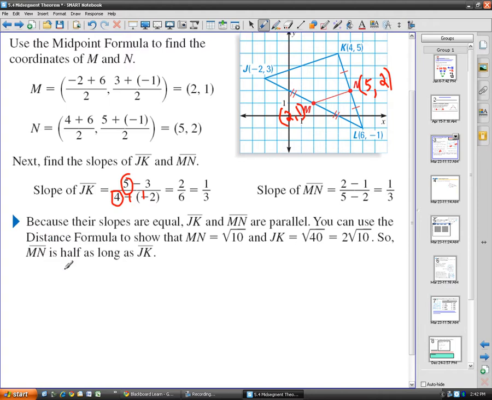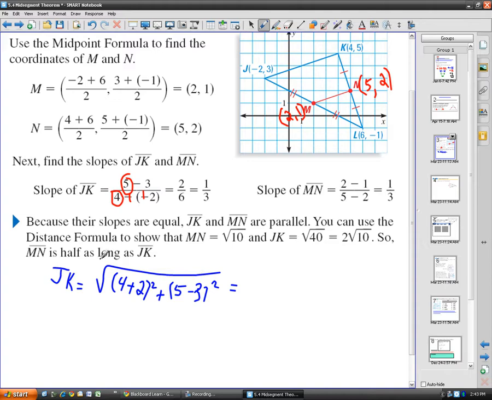So to find JK, the length of it, remember it is the square root with all those x's in there, so it's going to be the two x's subtracted and squared. So I'm going to say 4 take away negative 2 squared plus the y's subtracted, 5 minus 3 squared. Now remember, for the distance formula, it doesn't matter what order you put the numbers in, you just put them in the best way that works for you, because the squaring and the square rooting will take care of the signs.